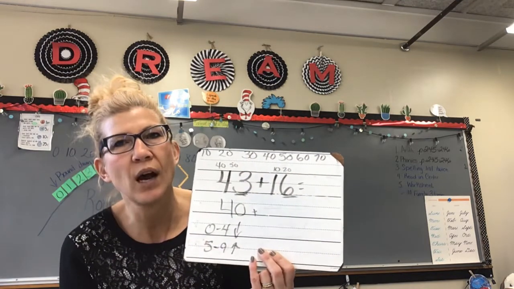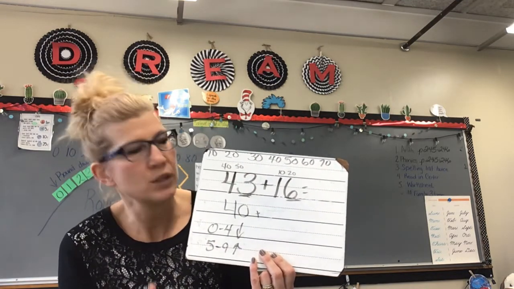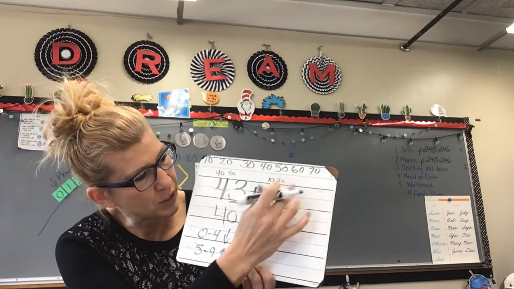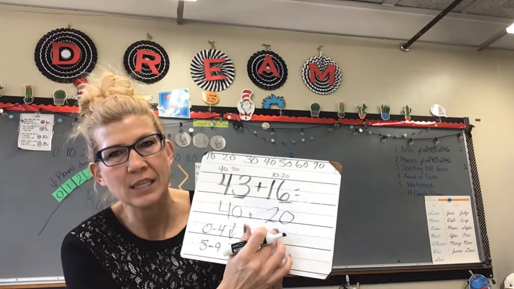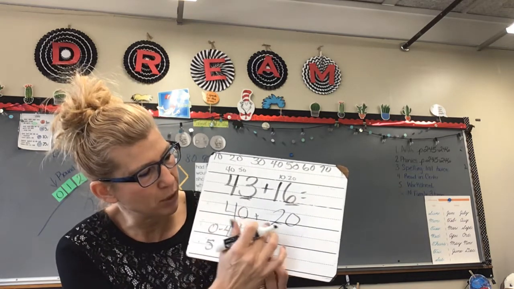Which one of those would be the higher 10? You should have chosen 20. Good. 20 is the bigger number. Now I can estimate or add my estimated number. You have 40 plus 20.